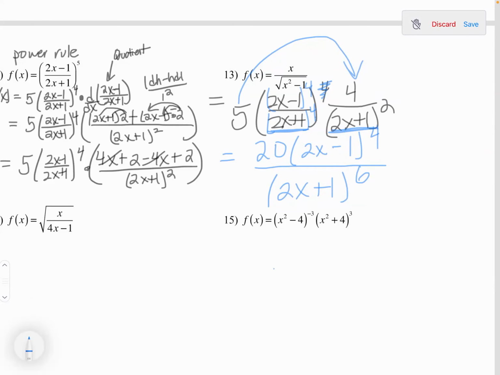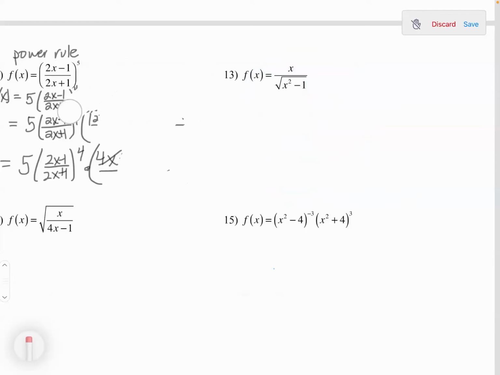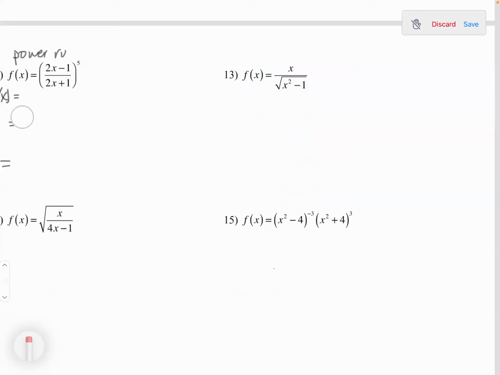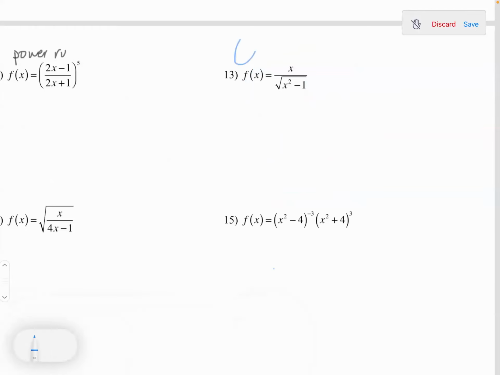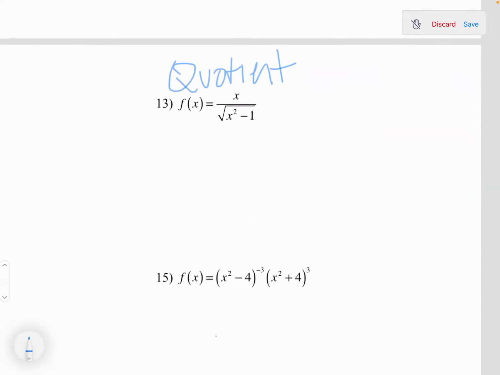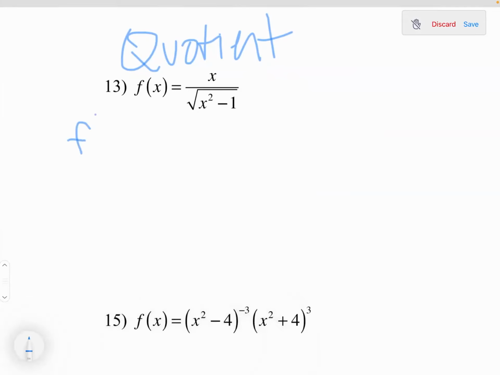Number 13, the way number 13 is written is a quotient rule. Erase all this. Number 13 is a quotient rule to begin with, because we're starting with a quotient. So the directions ask us what rule is the original problem written as, and it's written as a quotient rule. So let's hop right into the derivative.